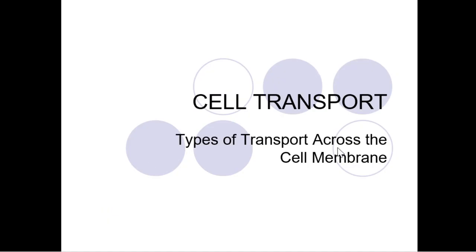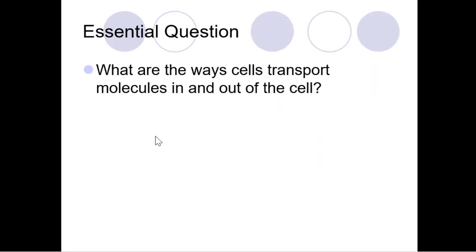All right, cell transport. We're going to talk about types of transport across the cell membrane. Remember, our cell membranes are like a bubble. They can go in and out. So we need stuff to go in and out of the membranes. And how does that happen? Our essential question for our notes today is, what are the ways cells transport molecules in and out of the cell? We're going to go over a couple of them. Some of them use energy, some of them don't. You'll see how that works, okay?